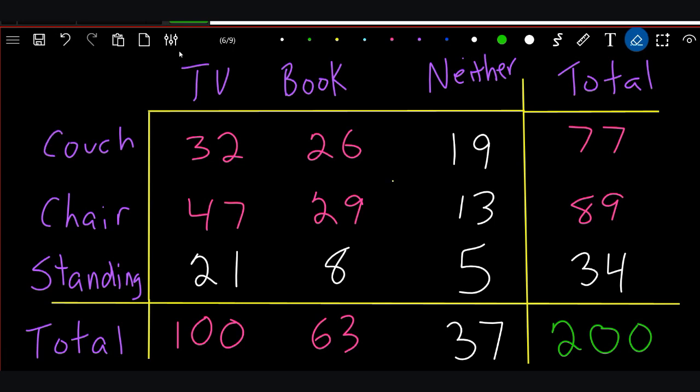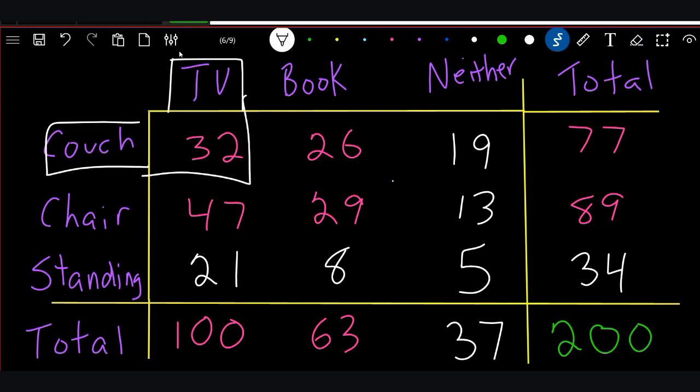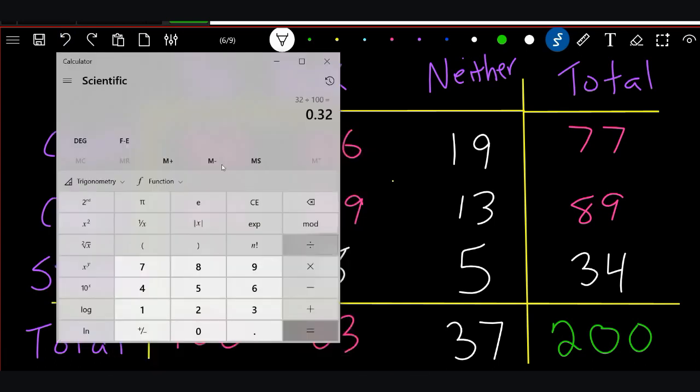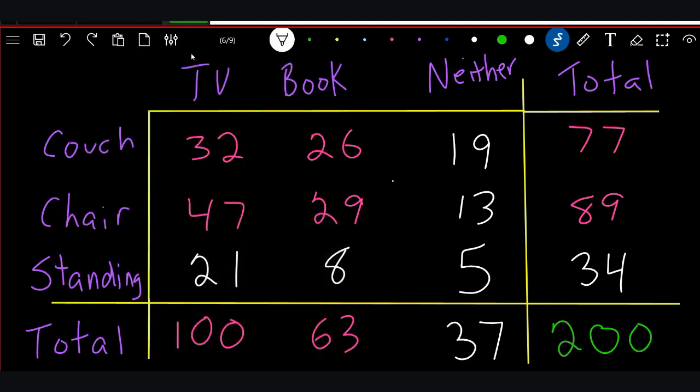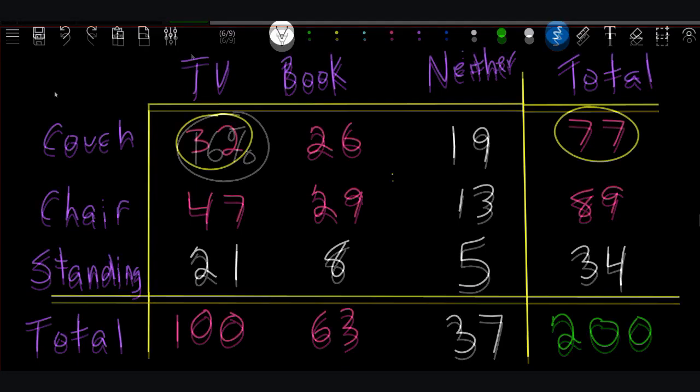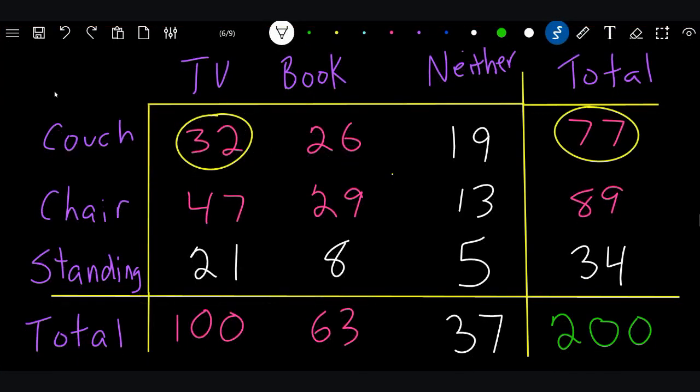So in other words, we could do couch and TV. So this one is both, right? This one's both couch and TV. So if we do it over the whole, the 200, we would end up with 32 over 200. So just divide that out. 32 divided by 200, and that's 16%. So if we do it over the whole, we would get 16%. So you do have to let me know how you did your percentages, okay? And that is called joint frequency. When you're dealing with these ones here in the middle, that's joint frequency.